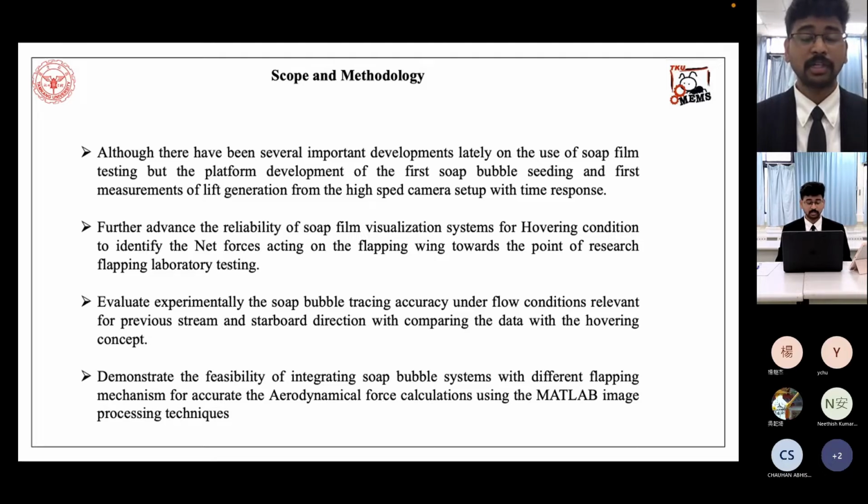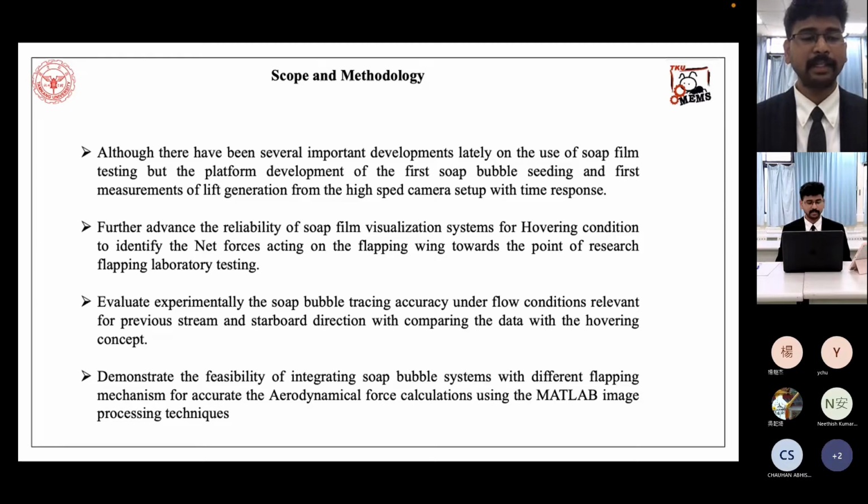The time response is very important when we are comparing the lift generation with respect to the high-speed camera setup. Further, we advanced the reliability of the soap film visualization system for hovering condition, to identify the net forces acting on the flapping wing, toward the point of research of flapping laboratory testing.